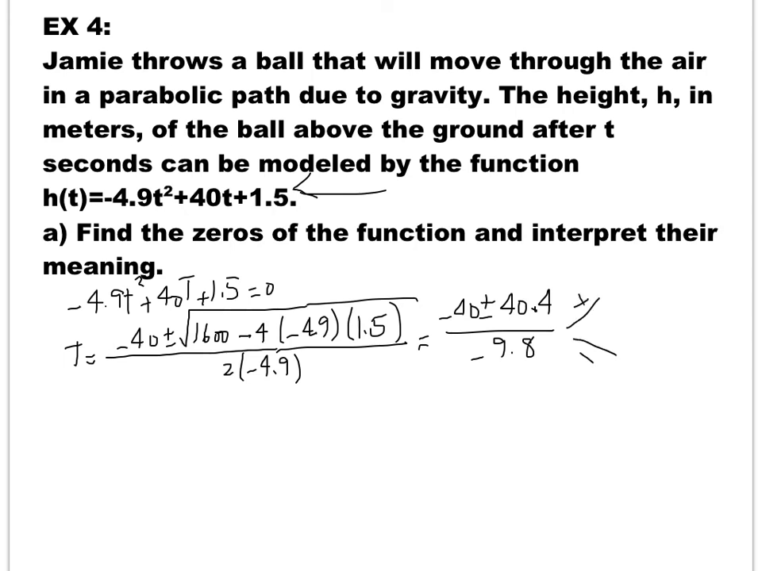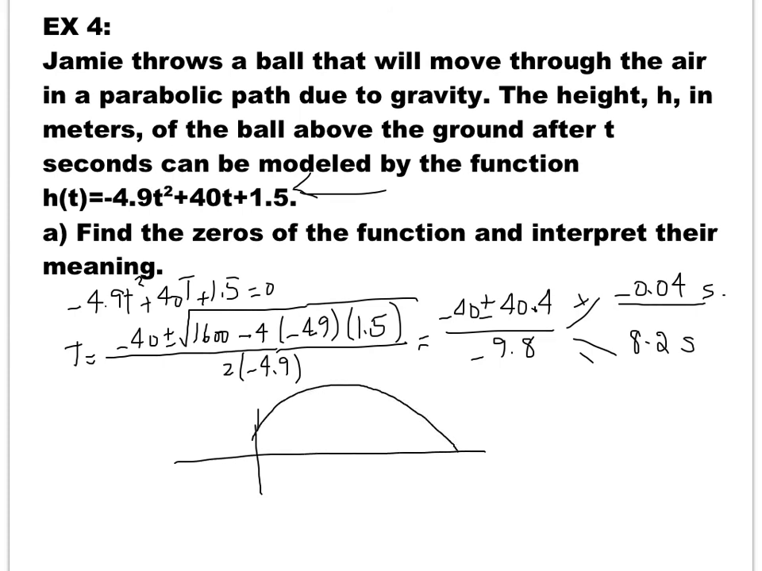Either you go with positive, and you get negative 0.04. If you go with negative, you get 8.2 seconds. Now, to interpret the meaning, you have heard before that time can't be negative. But if you look at the context of the problem, this is the way that the ball is thrown and it hits down here. From here to here, it takes 8.2 seconds.